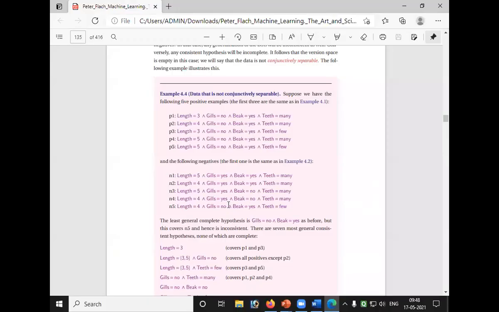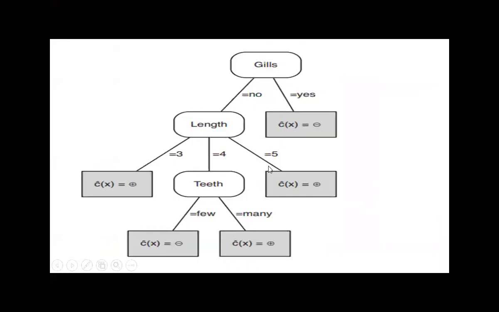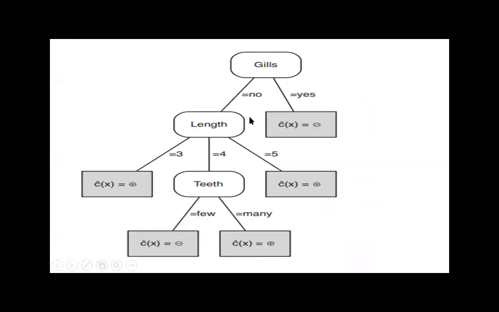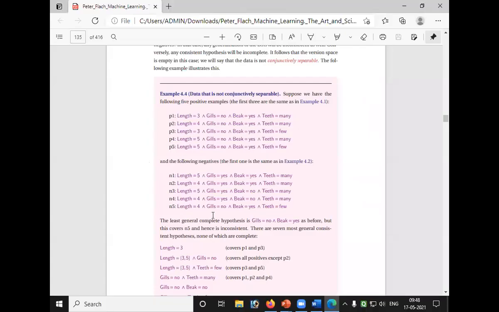Gills no. How many are there with bake equal to yes? All our bake is equal to yes only. So we can exclude bake is equal to yes. Now, if you see here, gills no, length is equal to 3. So we have excluded bake.